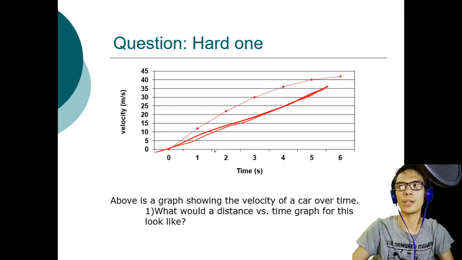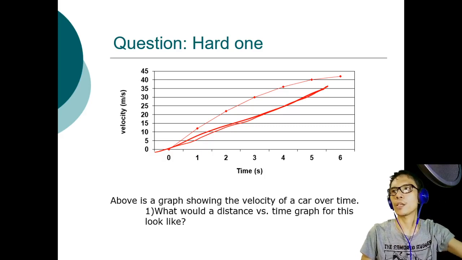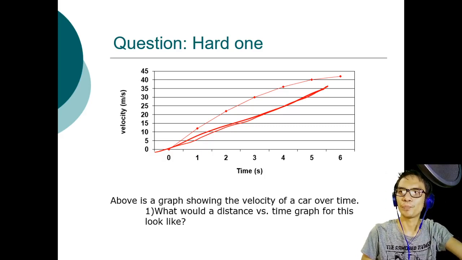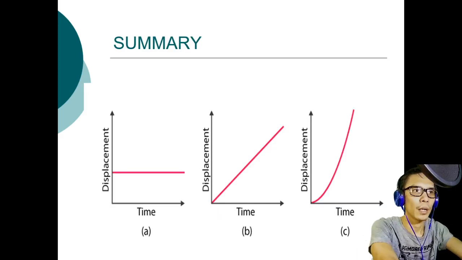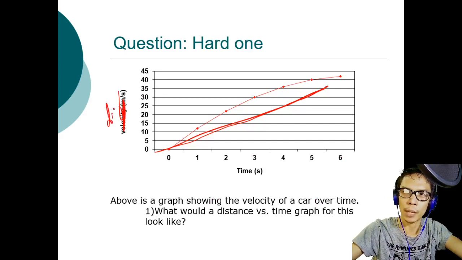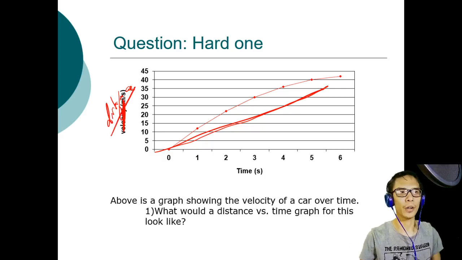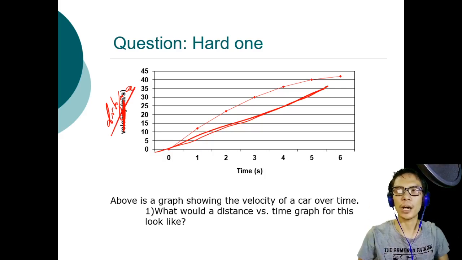It will look like this. The object starts to slow down as time passes by. So that is your distance. I forgot to change this one. This is the distance versus time graph. So there you go. Basically, that is for the acceleration.